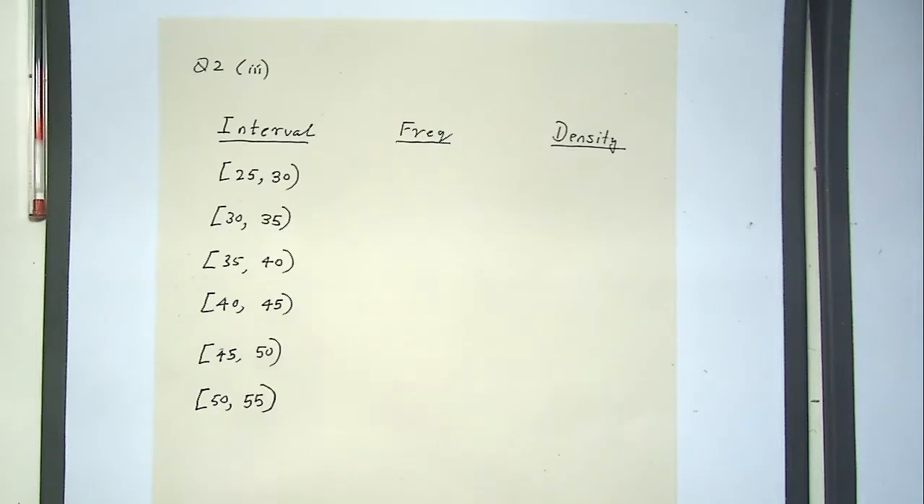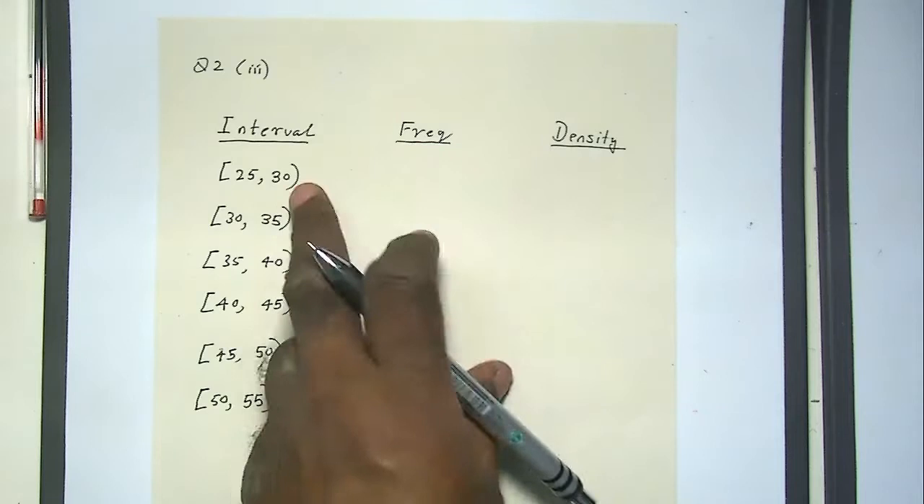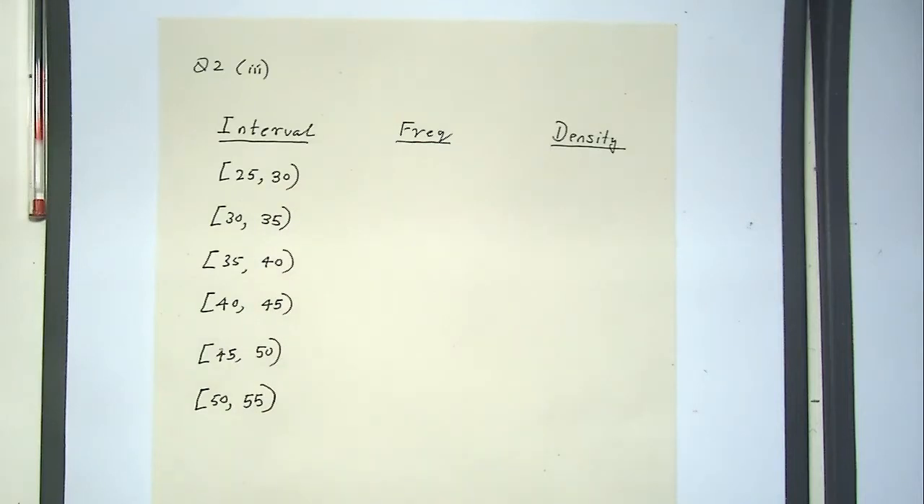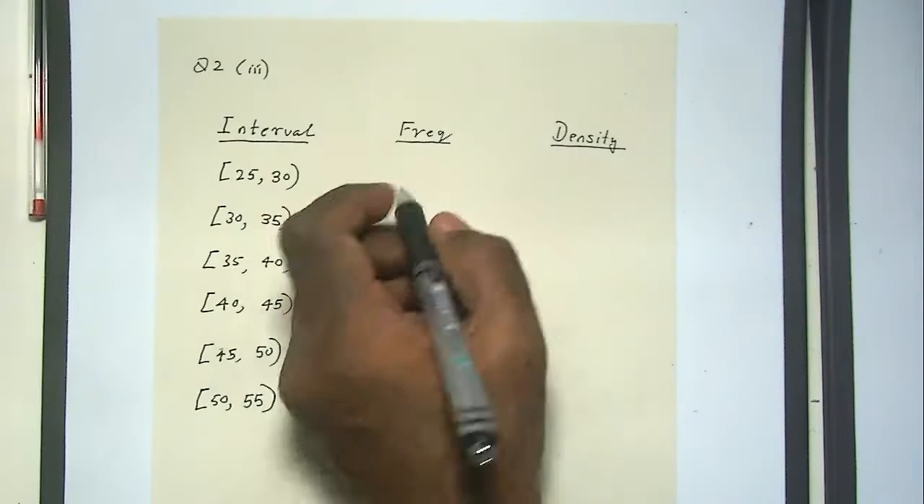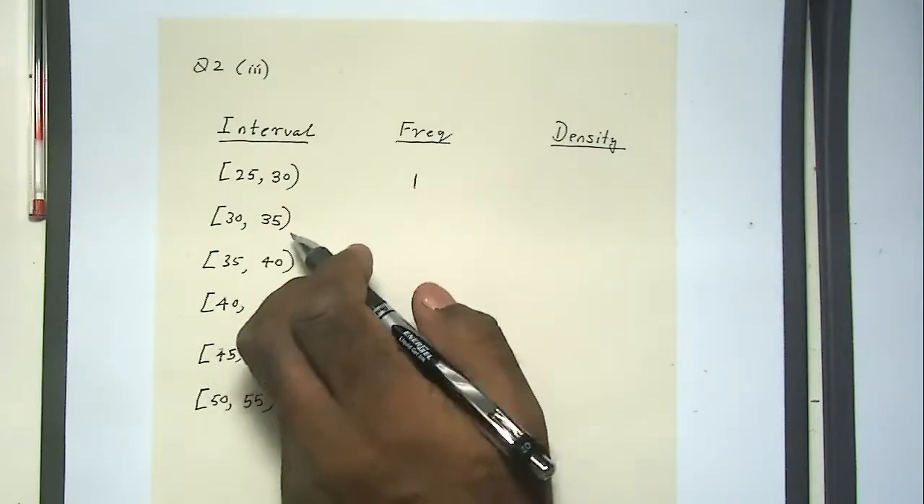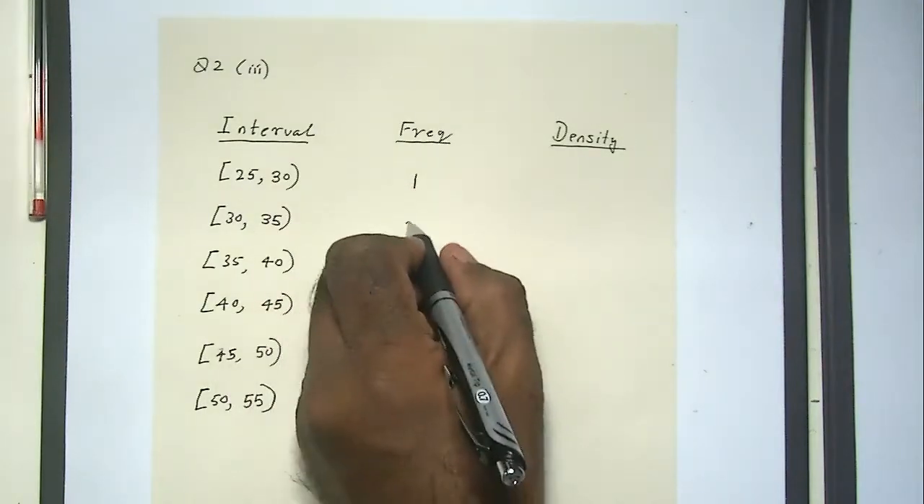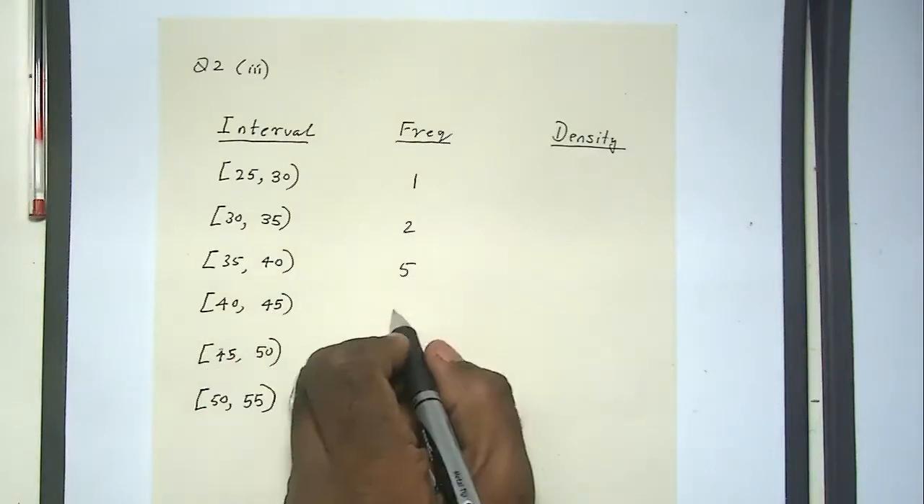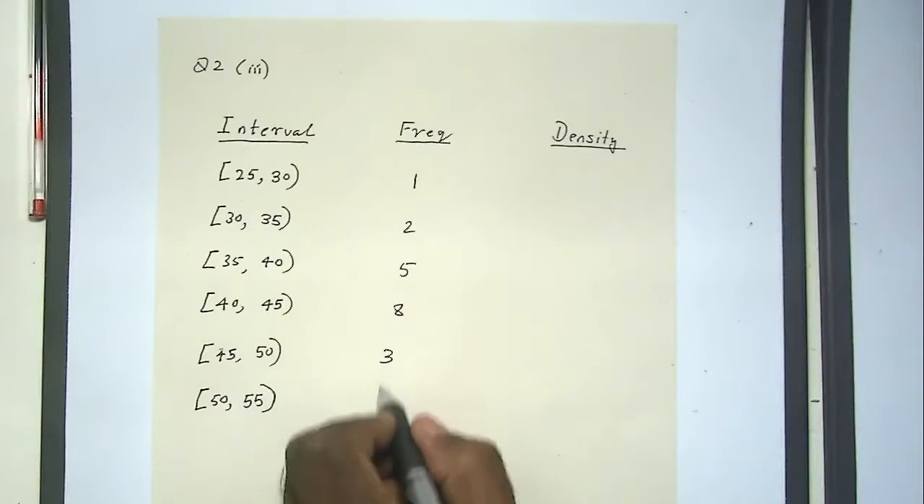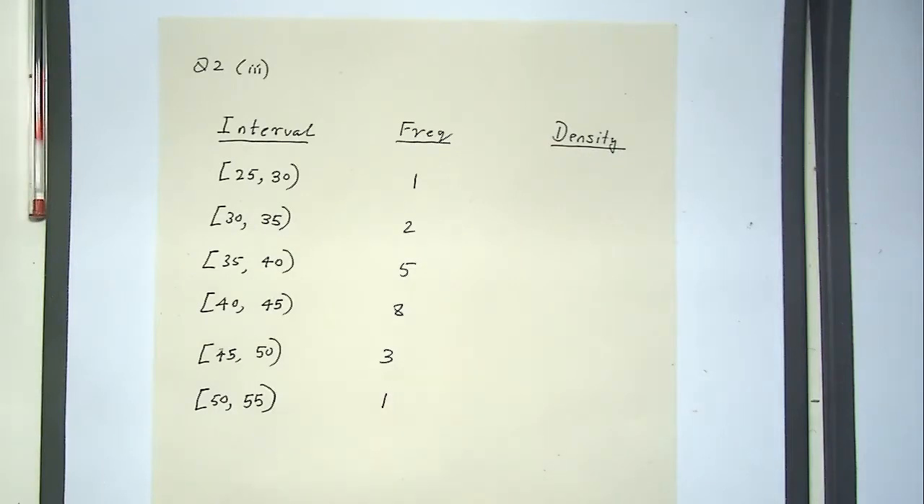Alright, so these are the intervals, and in the frequency column you just count the number of data that fall in each of these intervals. That's easy to do, right? You just count how many of the data. So between 25 and 30 there's just one data point. Between 30 and 35 there are 2. 35 and 40, 5. 40 and 45, 8, and 3 and 1. So this is the frequency in each interval, right?